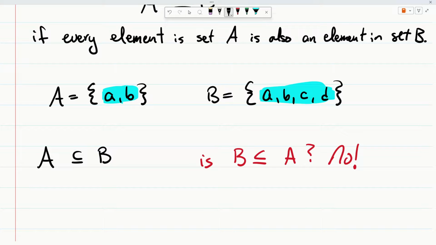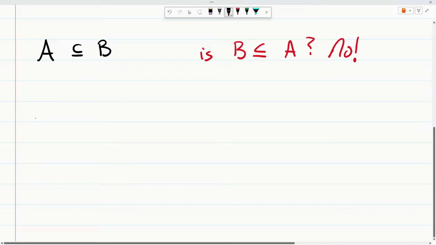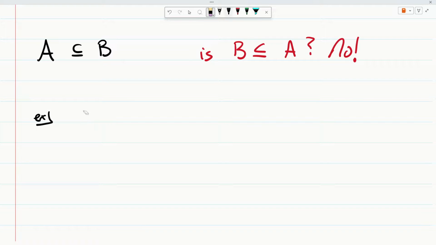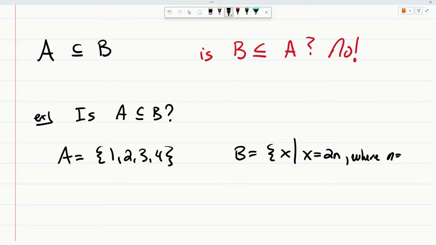All right. Now, let's go over another example here. Is set A a subset of B? And I'm going to go ahead and define them. A is going to equal {1, 2, 3, 4}. B is going to equal {x such that x = 2n, where n = 1, 2, and 3}.